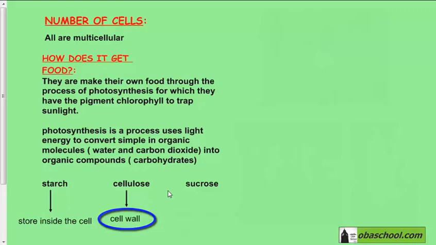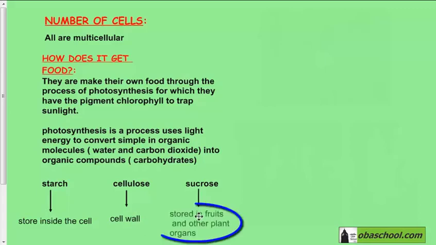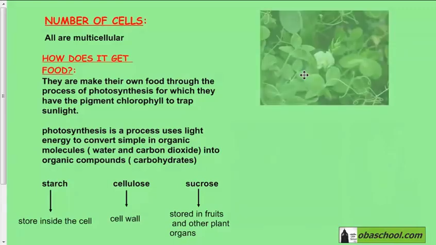As for sucrose, which is a type of sugar that we actually use, it is stored in fruits and other parts of plants. Sucrose is actually the sugar that we taste when we eat fruits. Plants undergo photosynthesis to turn inorganic materials they get from the soil into organic materials like sucrose, which they store in their fruits, and that is how we taste the fruits.